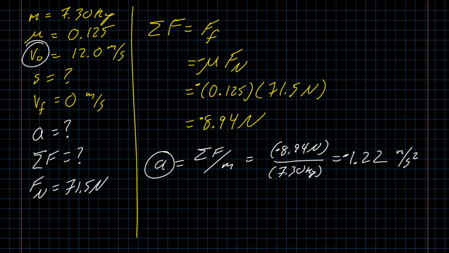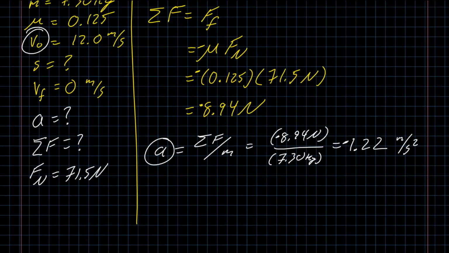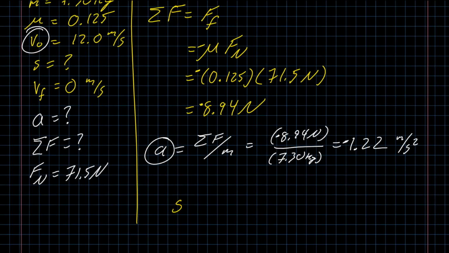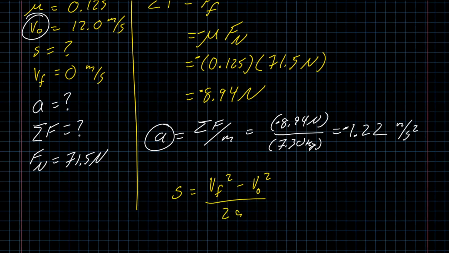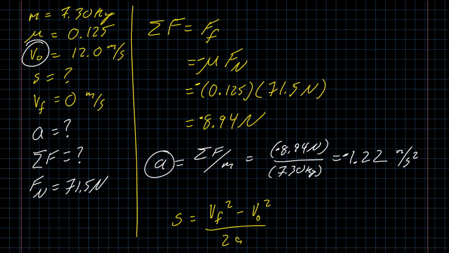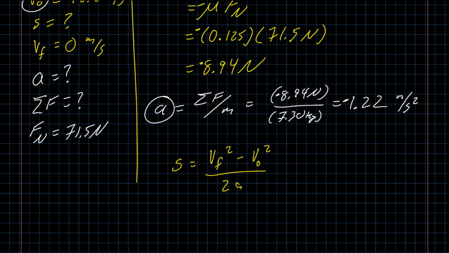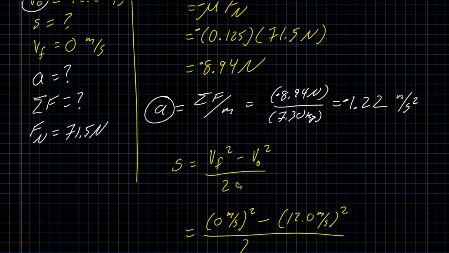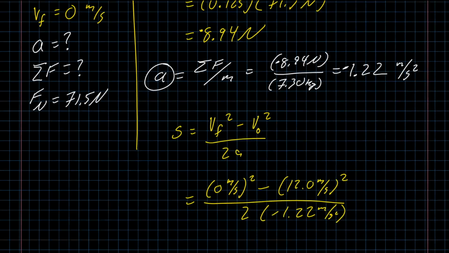All right. But that leaves us with that equation of kinematics that we wrote down earlier. S equals Vf squared minus V naught squared all over 2A. Vf is 0. V naught is 12. And A is negative 1.22.